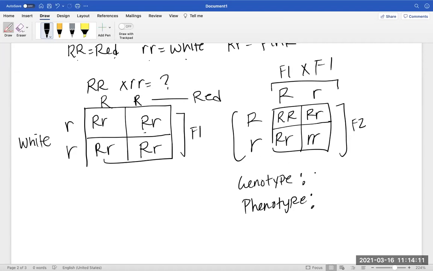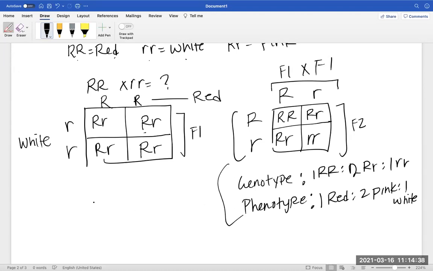So Kaylin said the genotype is 1 big R, 2 big R, little r, and then 1 little r, little r. What about the phenotype? Baron said 1 red, 2 pink, and then 1 white. That is correct. So you guys are following me. Any questions?